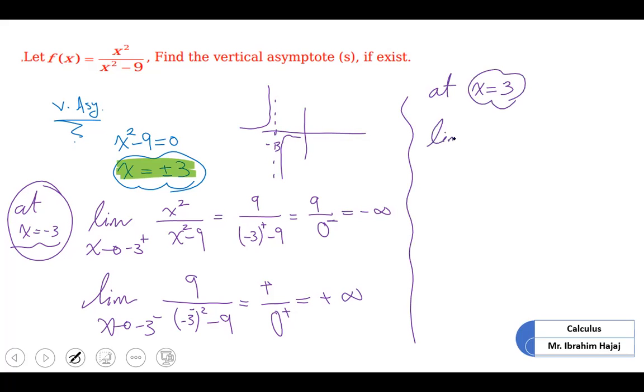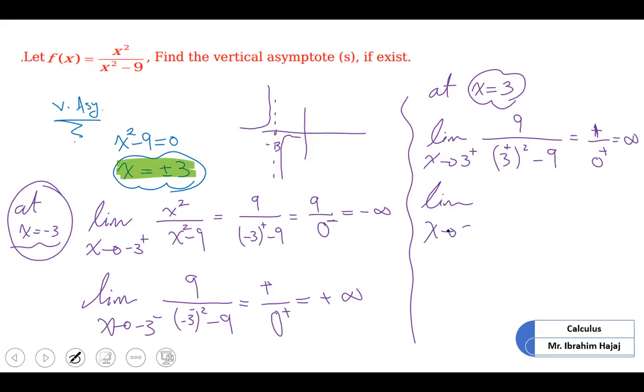When x is 3, we find the limit as x approaches 3 from the right side of this function. Substituting directly gives 9 over 3 plus squared minus 9, which is positive over 0 plus, which is positive infinity. Any positive value over 0 from the right side gives positive infinity, and 0 plus means 0.0000 something. When you divide 9 by 0.0001, for example, you get a very large number, and the more zeros you add, the more huge the number. So the limit is infinity.